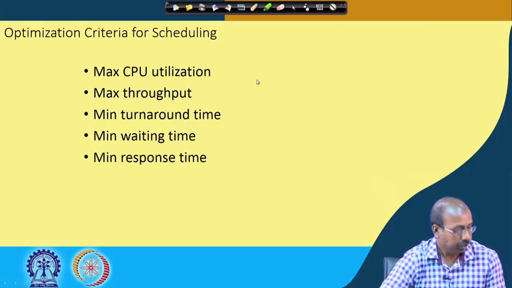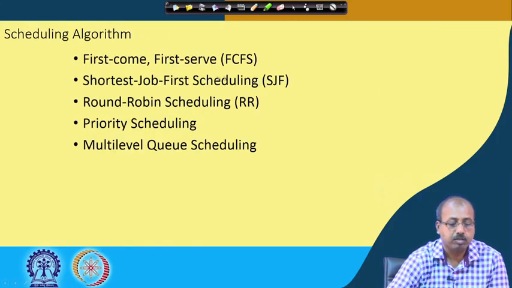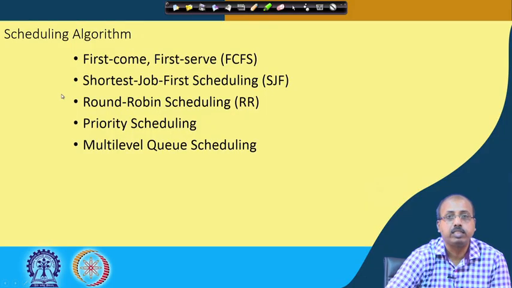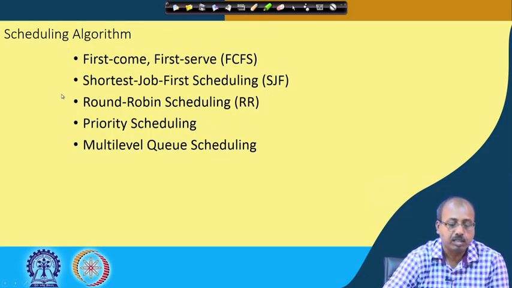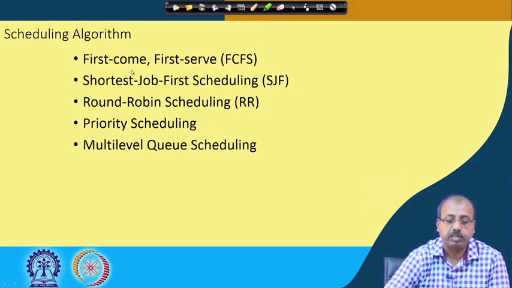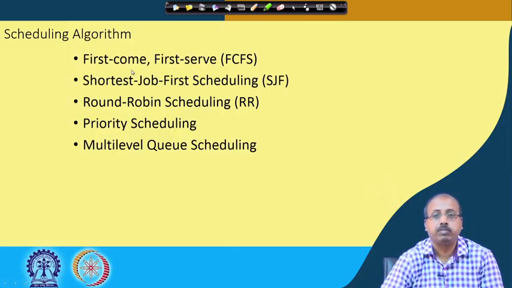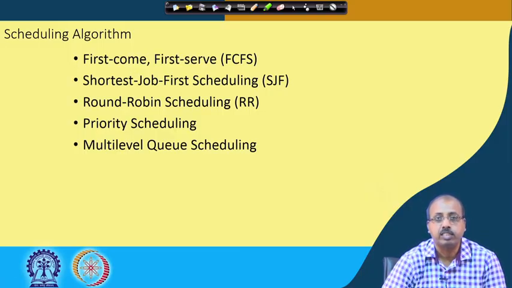Next we will be looking into some scheduling policies. These are some well known scheduling policies that are available in computer systems. One is the first come first serve, FCFS, policy. Whichever job has come to the system first will get the chance for execution first.